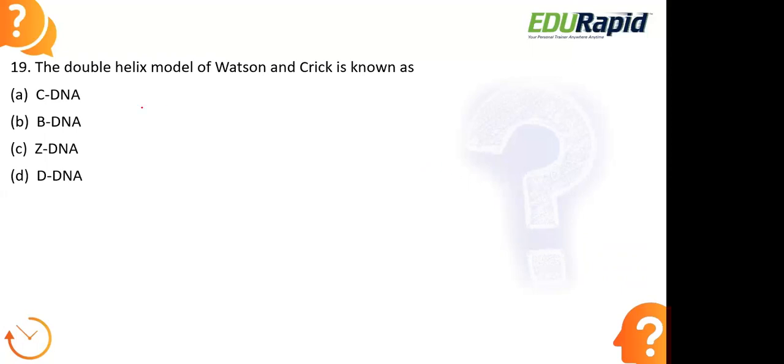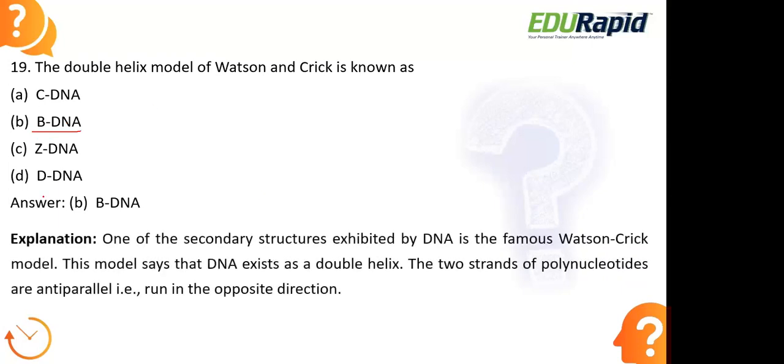Okay, let us look at the right answer. The right answer is option B, bDNA. There are different types of DNAs that we can see here: cDNA, bDNA, zDNA, as well as ddNA. One of the secondary structures exhibited by DNA is famous as the Watson and Crick model. It shows all the necessary characteristics that a DNA has to exhibit, so it completely explains the DNA structure.